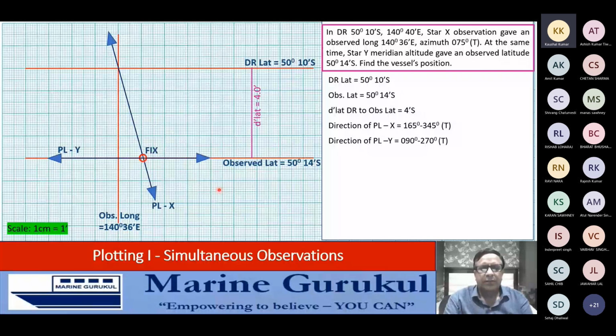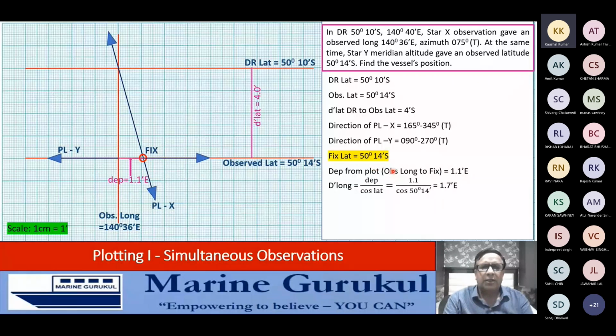And what do we see? The latitude of the fix is same as the observed lat. And this distance is the departure of the fix from the observed long. So we see that the departure is 1.1 minutes east from the observed long. So we come this side for calculations now. Fixed lat is same as observed lat, 50 degrees, 14 minutes south. Departure, read off from the plot using the same scale out here. From observed long to fix is 1.1 minutes east.